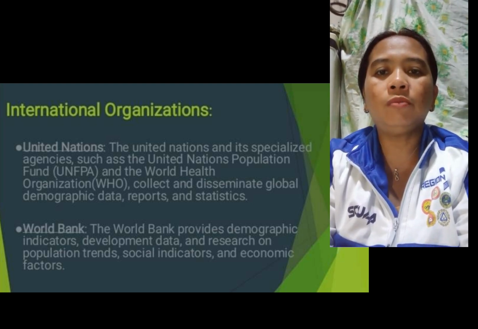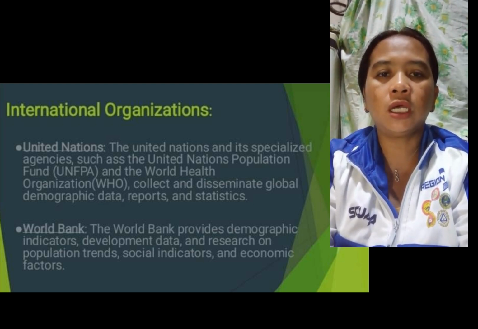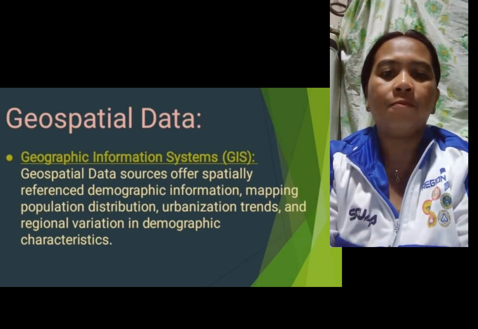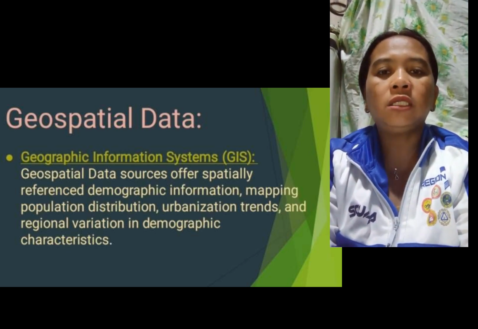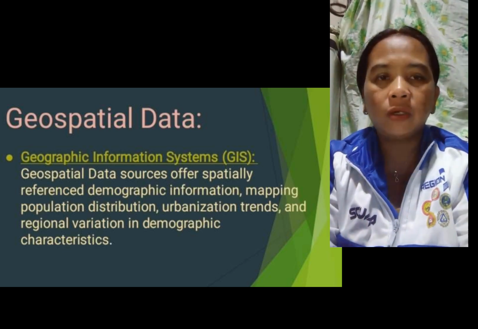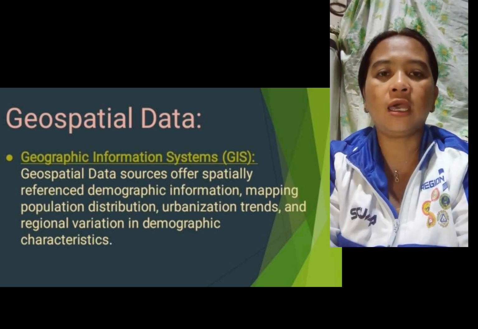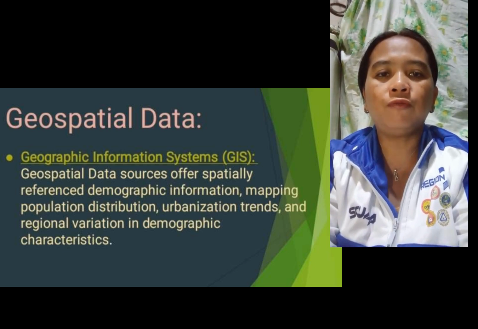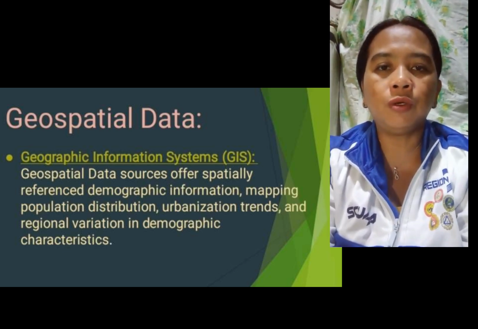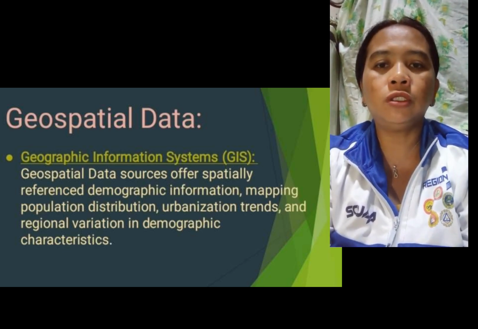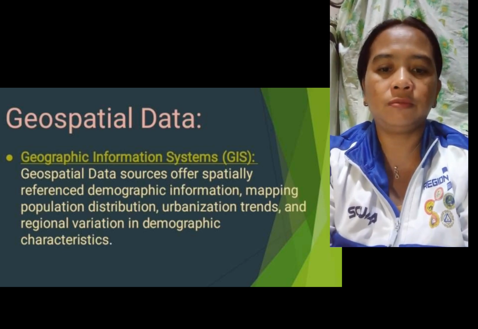World Bank. The World Bank provides demographic indicators, development data, and research on population trends, social indicators, and economic factors. Number 6. Geospatial data has Geographic Information Systems or GIS. Geospatial data sources offer spatially referenced demographic information, mapping population distribution, urbanization trends, and regional variation in demographic characteristics.